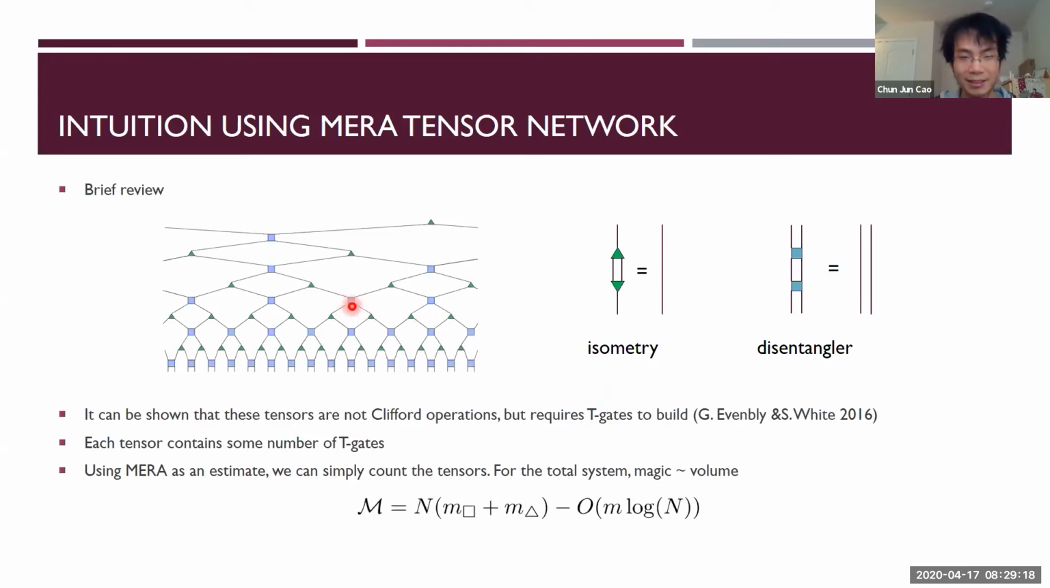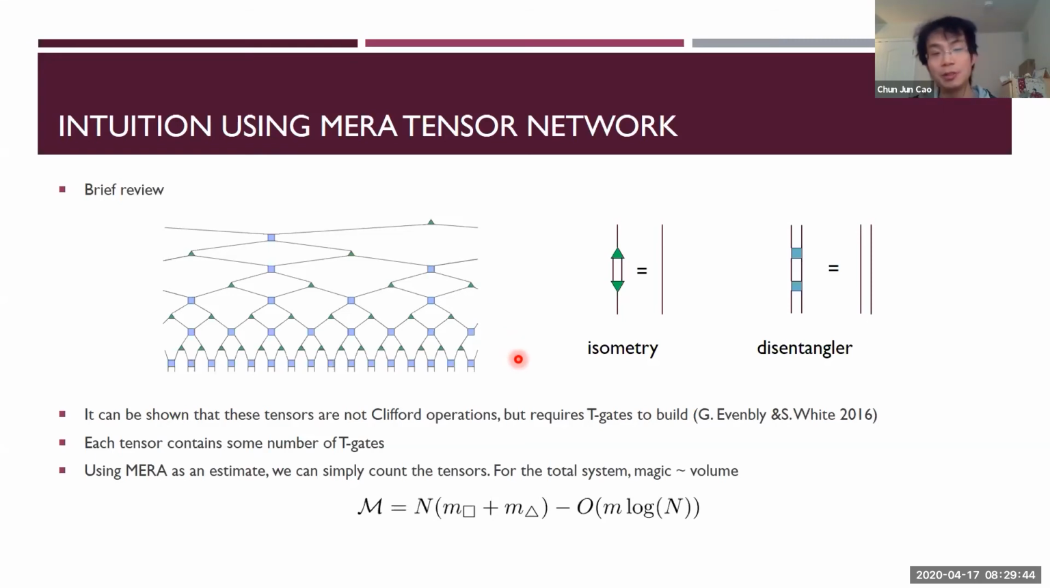And then there are these blue squares. They're disentanglers. They're basically unitaries that, at least in this network, act on 2 sites. So in these MERA networks, you basically tune these tensors variationally, the triangles and the squares. And then you can fit a CFT ground state to a very good approximation.